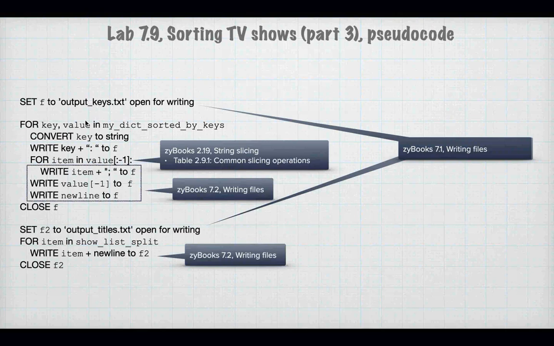And you're going to open up a second file called output_titles. And in the split list, so in the list that has everything that's a flat list, you're going to write the item and a new line to the file. And then once you're done, you're going to close that file.